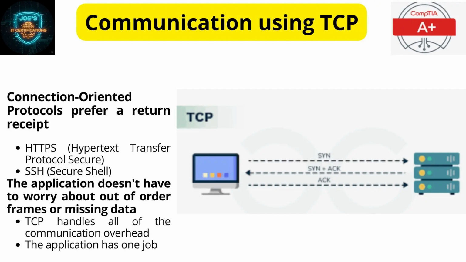TCP is able to confirm that data was received by receiving acknowledgments from the receiving station, very much like you would do with a return receipt. This means the application doesn't have to worry if information was received or anything goes missing, because that entire process of maintaining the data flow is managed by TCP.